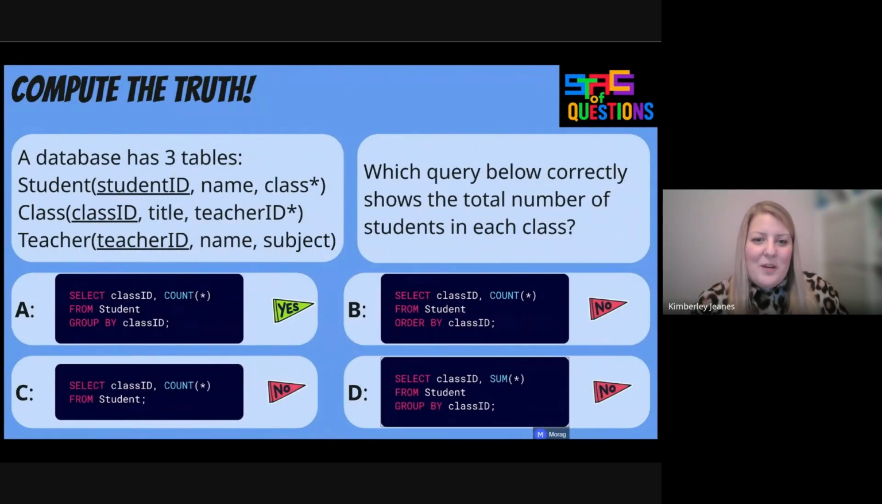Okay, blue team, Morag, let's start with you. What have you got to share with us?